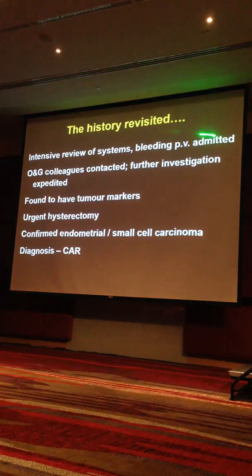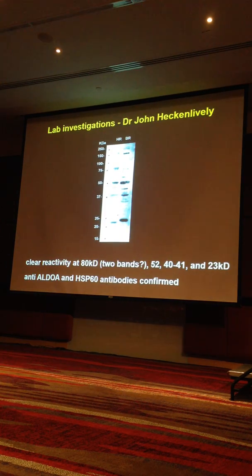The history was reviewed completely, and the patient had vaginal bleeding. She was under obs-gynae, who told her not to worry. We told them to worry. They found out cancer markers. They did urgent hysterectomy, and the patient had a small cell endometrial carcinoma, and she has CAR. John Heckenlively did some Western blots, and there is an anti-recoverin band at 23 kilodaltons, so she has CAR.